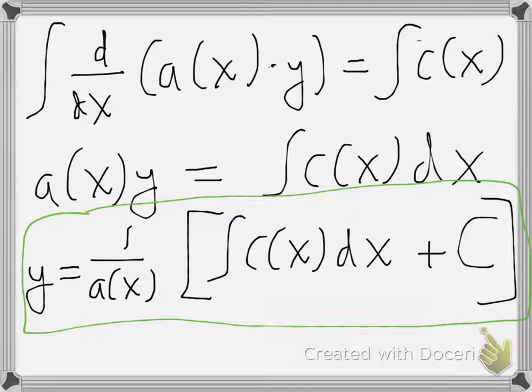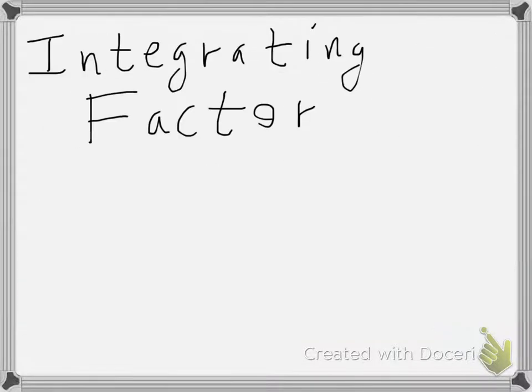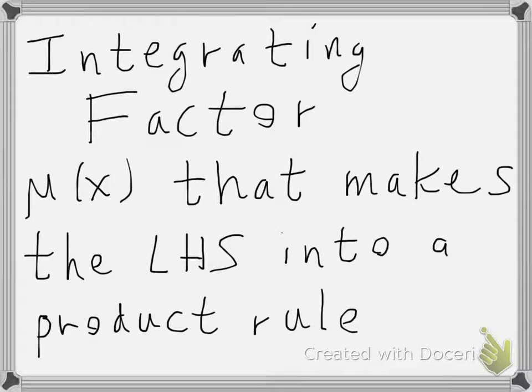Don't memorize that formula, though, because we're going to now derive the more general formula that will work even not in the special case when the b of x function is the derivative of the a of x function. And the way we're going to solve the problem in the general case is we're going to find what's called an integrating factor. An integrating factor is a function mu of x that makes the left-hand side of the differential equation into a product rule.